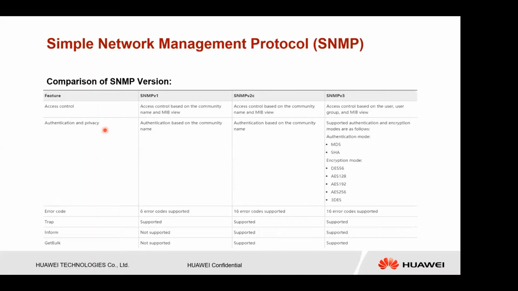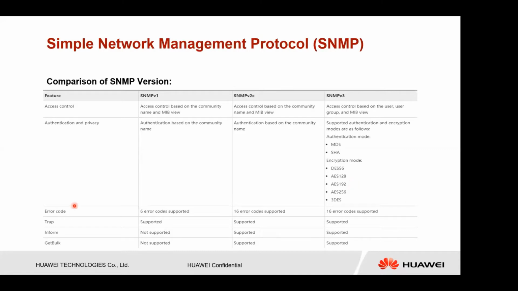Moving on to the next one, which is authentication and privacy. For SNMP v1 and v2c, it uses authentication based on the community name, which is read and write. While for SNMP v3, it supports the authentication mode and also the encryption mode. For the authentication mode, we have MD5 and also SHA. And for the encryption mode, we have DES and also AES. So it has quite a number of encryption modes supported for SNMP v3.